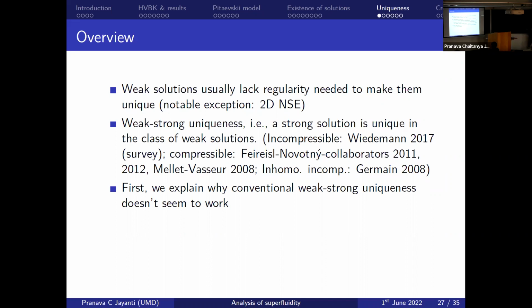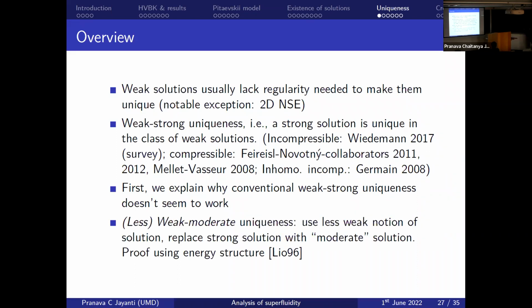But the usual argument used for weak-strong uniqueness doesn't work here, or at least doesn't appear to work for the Pitevsky model because of our various coupling terms. So we explain why that doesn't seem to work, and then motivate the search for a related but different result, where we take slightly less weak solutions, and then we prove something called a weak-moderate uniqueness result.